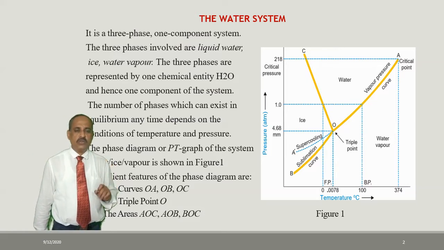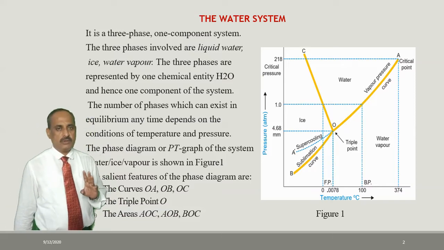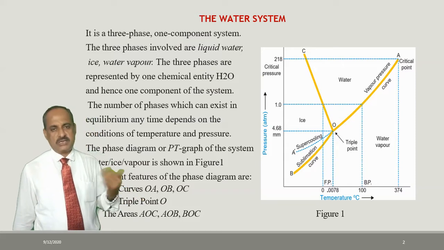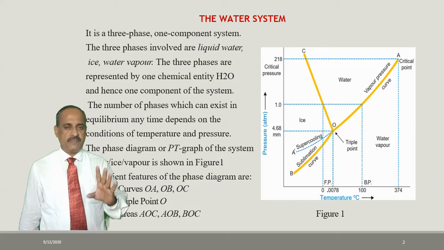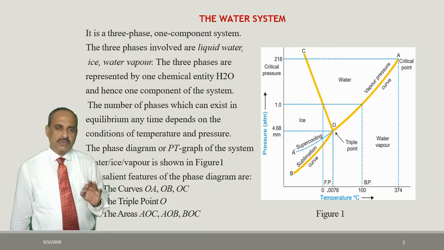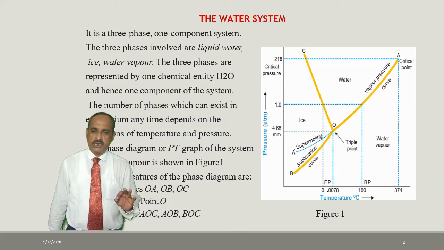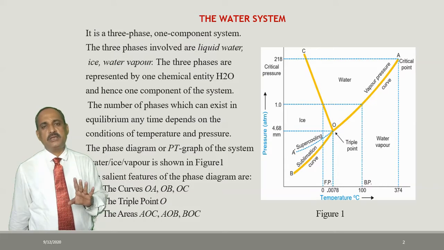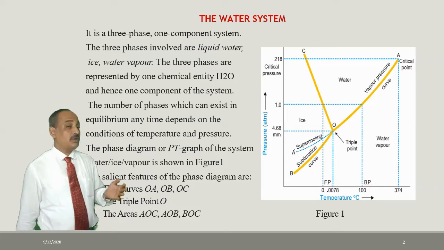So, if you see here, water is a 3-phase and 1 component system. What are the 3 different phases in water? Just now, in the last lecture, we have studied that water can exist in 3 different phases, that is at normal temperature liquid water, when we freeze it below 0 degree centigrade then ice, and if we boil liquid water at 100 degree centigrade then we get the vapor or water vapor.